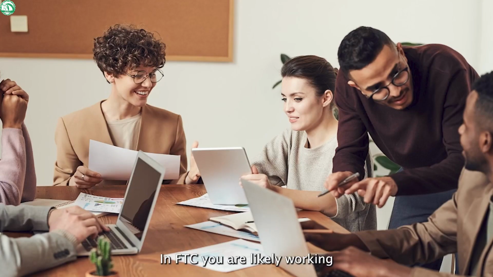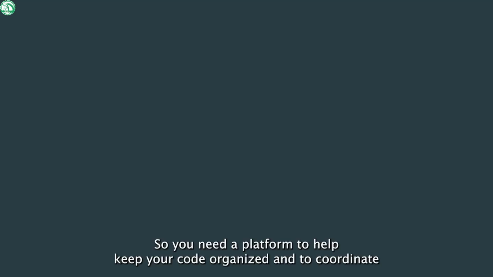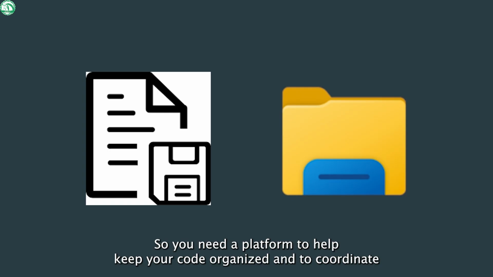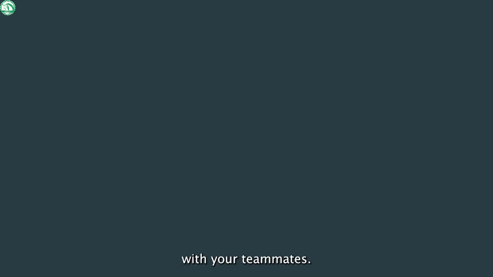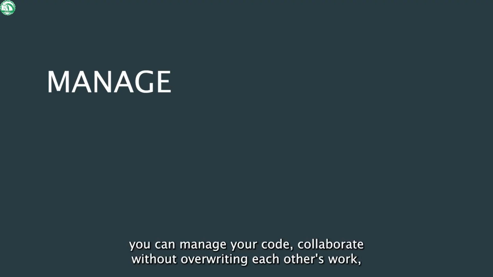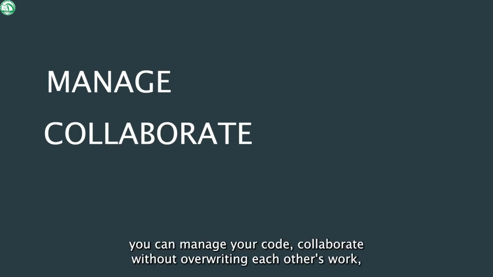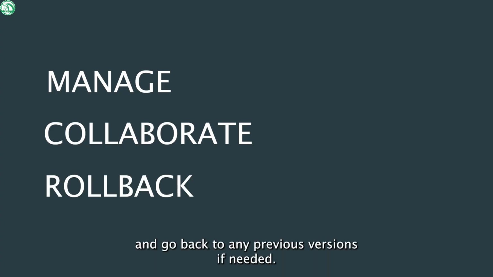In FTC, you're likely working with a team which requires a lot of organization. So, you need a platform to help keep your code organized and to coordinate with your teammates. That's where GitHub comes in. With GitHub, you can manage your code, collaborate without overwriting each other's work, and go back to any previous versions if needed.